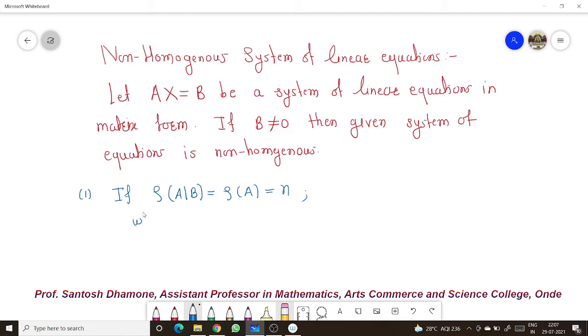Second case: if the rank of the augmented matrix AB is equal to the rank of matrix A, but it is less than n, that means the number of unknowns, then the system is consistent but it has infinitely many solutions.